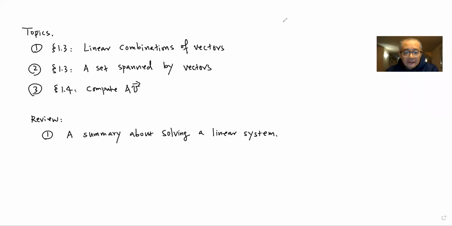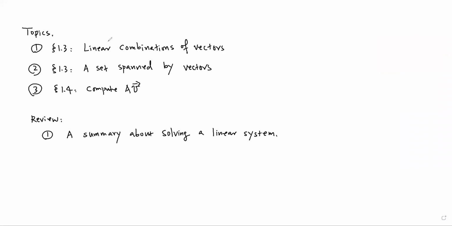Okay, let's start today's class. Today, 3 topics: linear combination of some vectors. The second topic, a set spanned by some vectors. And if I still have time, then study section 4, compute a matrix times a vector.